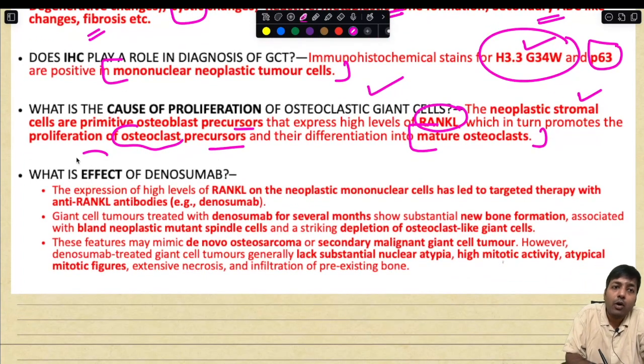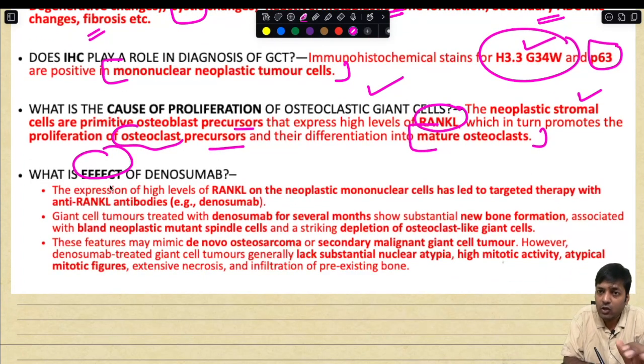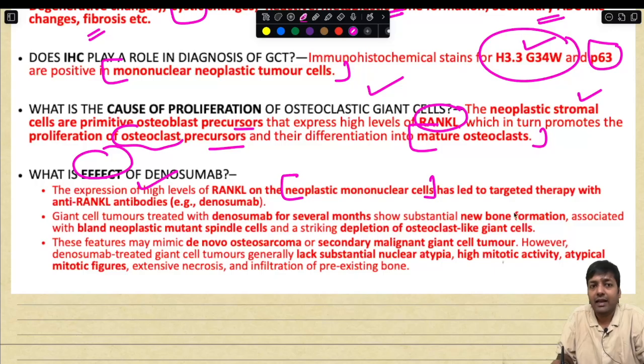Now, very importantly, what is the effect of denosumab, the drug that we use in this condition? The expression of high levels of RANK ligand on neoplastic mononuclear cells has led to targeted therapy with anti-RANK ligand antibodies, that is denosumab. Because there is a high expression of RANK ligand which is driving the tumor and leading to proliferation of osteoclastic giant cells, they have developed antibodies against this RANK ligand, which is stimulating this osteoclastic growth. Denosumab is the anti-RANKL antibody.